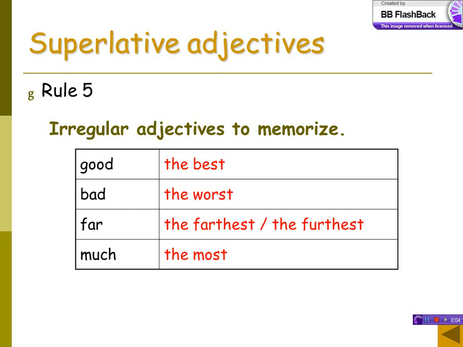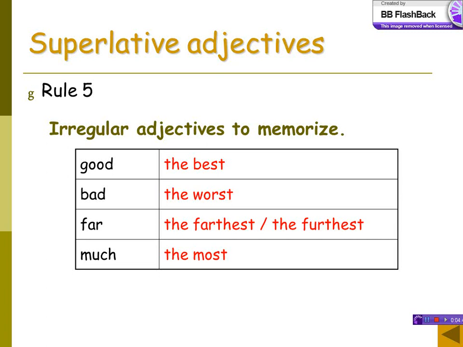It's related to irregular adjectives. And we said before, the irregular ones, we have to memorize them as they are because they have no rules. Let's see some examples for irregular adjectives. Good, it will be the best in the superlative form. Bad, the worst. Far, the farthest.